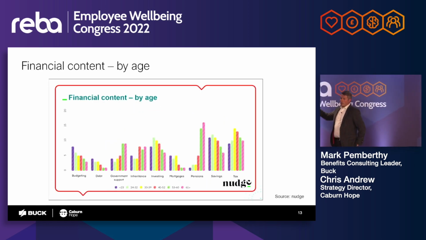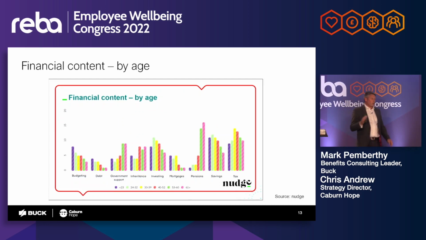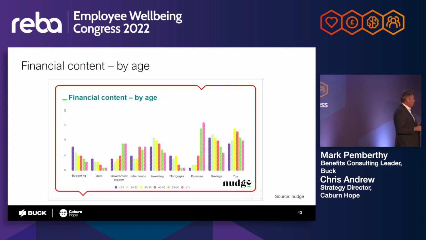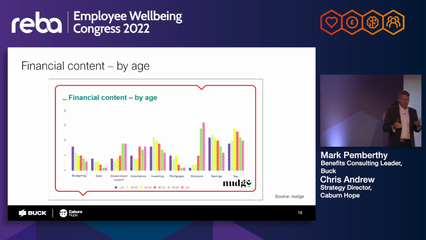And this is a bit of a busy graph, but it's not just in terms of the benefits you provide, but also the content and education that you provide as well. So this graph is some data captured by Nudge, a financial education provider, and what they're able to do is to measure the kind of content that people engage with depending on the demographics of those people. So this is splitting that down by age.